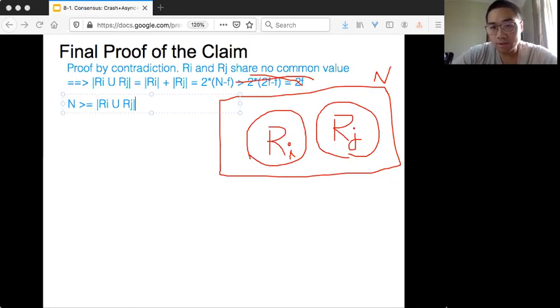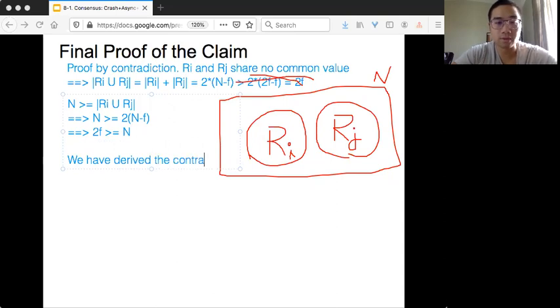And now we can start plugging in the numbers. So n is greater than or equal to the size of Ri union Rj, and from above we also know that n is greater than or equal to 2 times (n minus f). Then we can just shuffle things around, and we have 2f greater than or equal to n. So at this step, what do we derive? We have derived the contradiction, right?